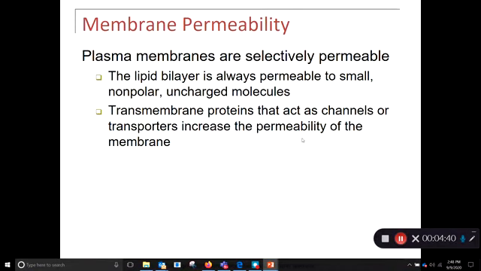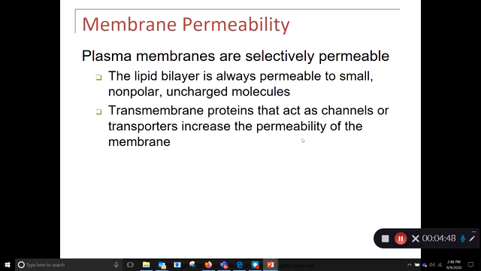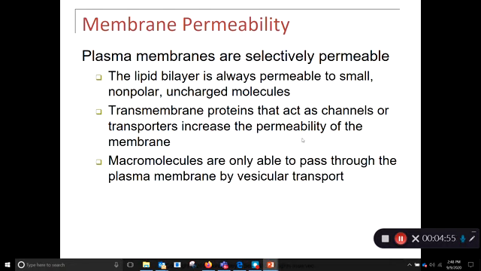Now, permeability, we kind of discussed it a little bit already. All that means is remember that it is nonpolar. It does not like charged molecules, so it's going to do its very best to keep that stuff out. Only way you're getting that stuff in is through some type of channel. Macromolecules, very large molecules, not just simple sugars but proteins and things like that, will need to be brought in via vesicular transport, which we'll talk about in a little while.